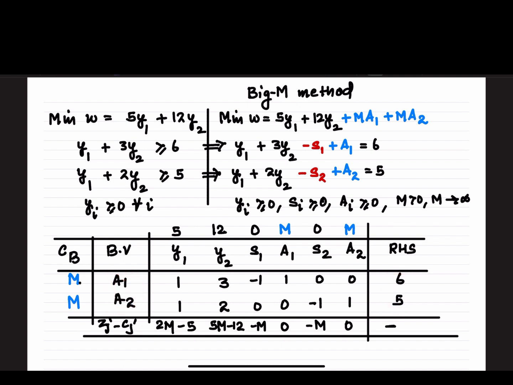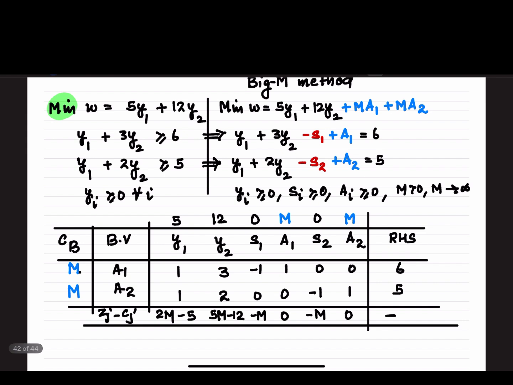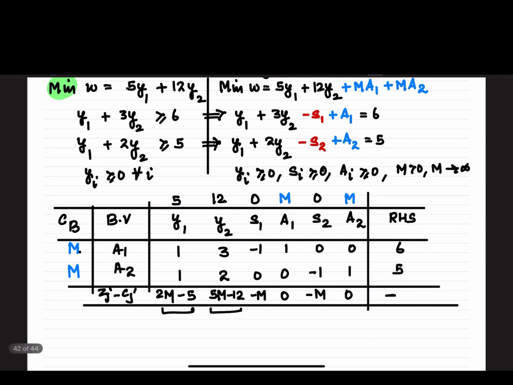Now, since we are solving a minimization problem, what variable would enter? Most positive in sign. This is negative, this is negative, so either this or this. Now see, since M is very large, this value would dominate. Let's say M is 100. So this value comes out to be 195. This comes out to be 488. So this is the value that is dominating. So this would enter. So the variable that enters is y2.